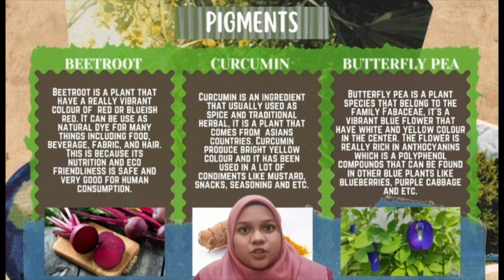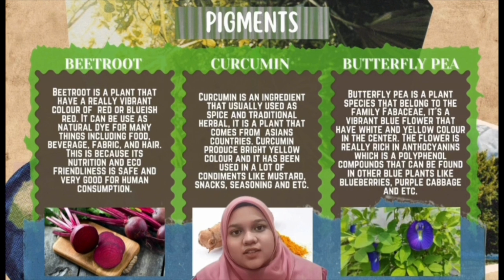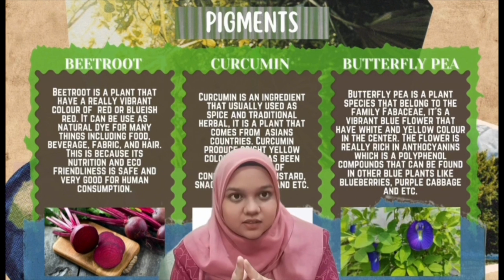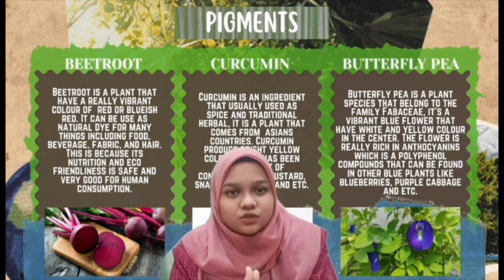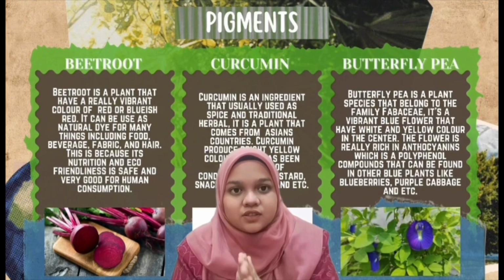As for yellow, we use curcumin. Curcumin is a bright yellow pigment commonly used as a spice and herbal ingredient. Its strong coloring properties make it useful as a natural dye. And lastly, the pigment red. We use beetroot. It is valued for its eco-friendliness and safety for human consumption.